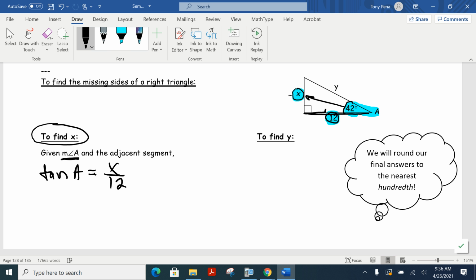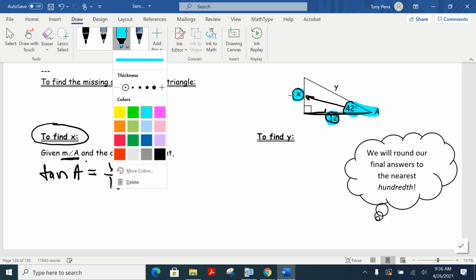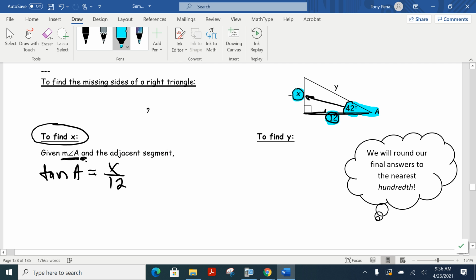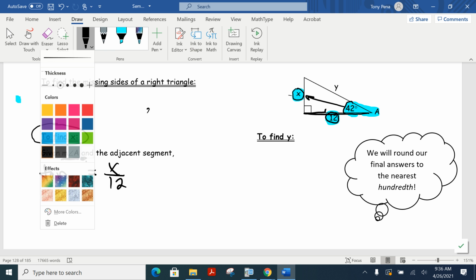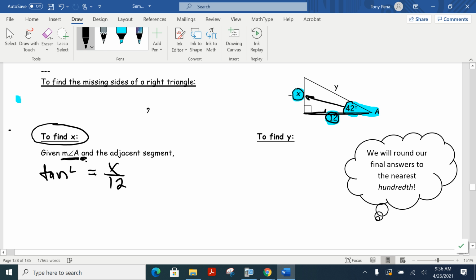Don't we now actually know what the degree measure of angle A is? We don't have to use the variable anymore. We know that the degree measure of angle A now is 42 degrees. So instead of the generic variable A, you're going to actually plug in 42.